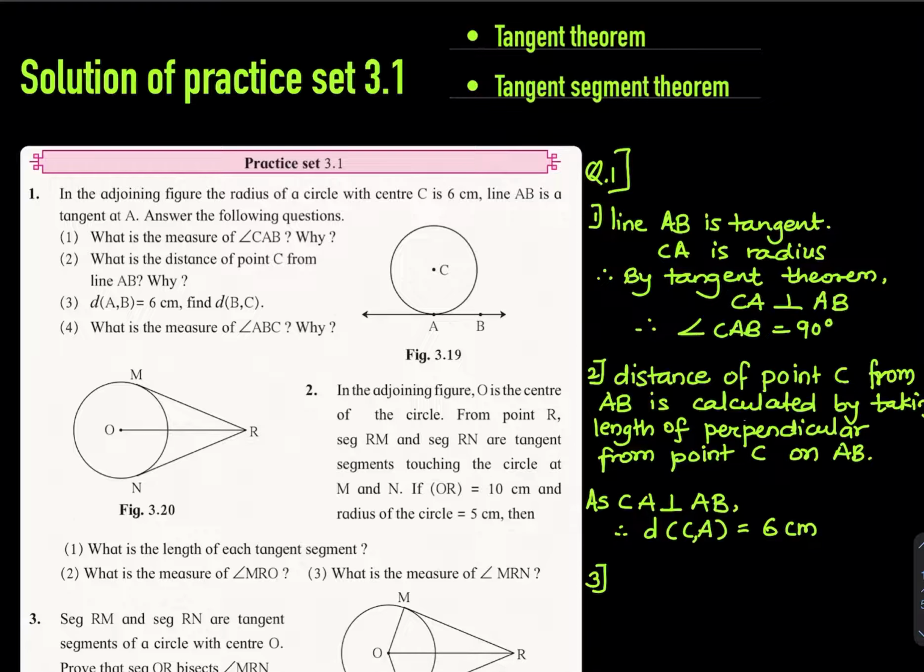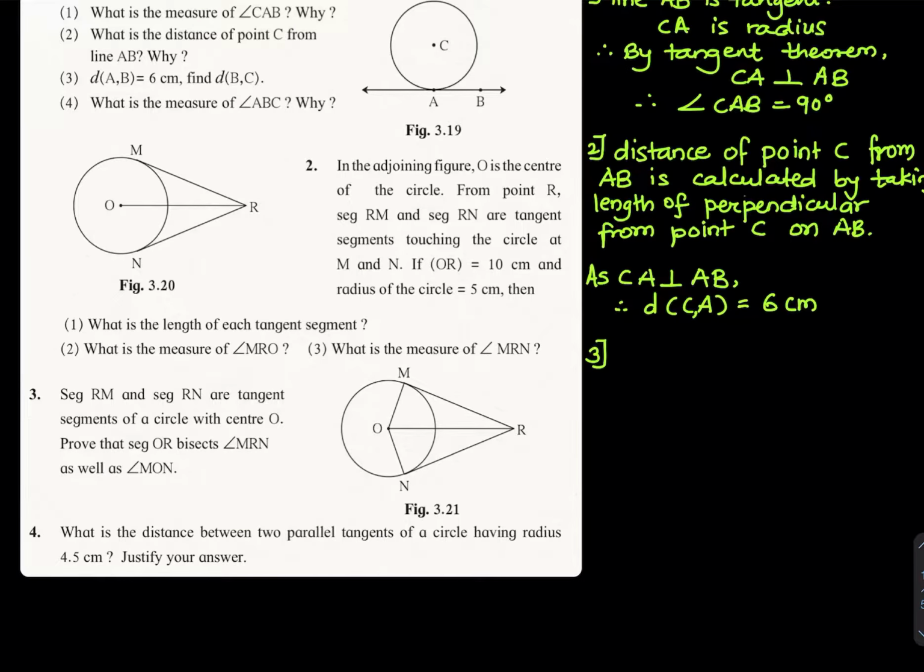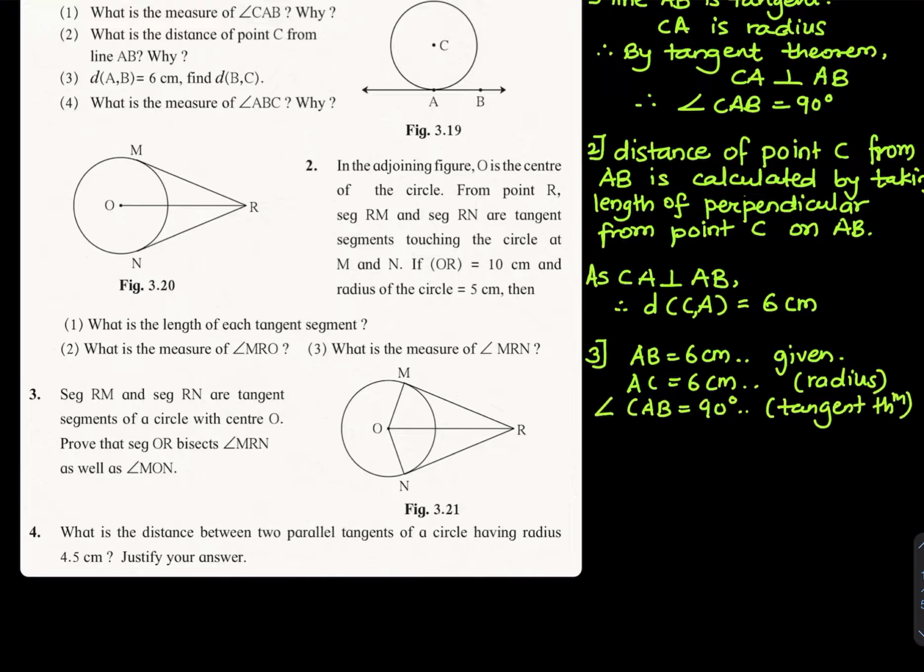For the next question, the length AB is given, which is 6 cm, and you have to find the distance between B and C. So AB is equal to 6 cm, AC is equal to 6 cm because it is the radius, and angle CAB is 90 degrees because of the tangent theorem.